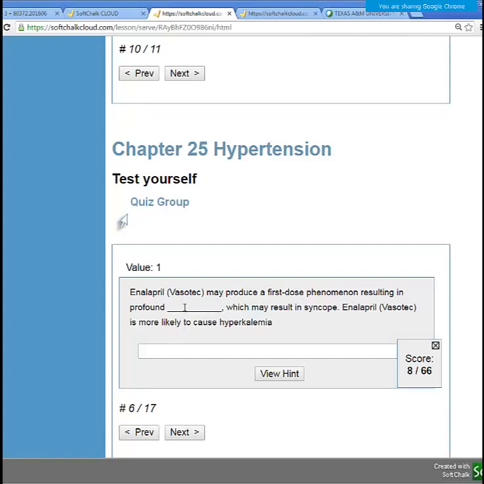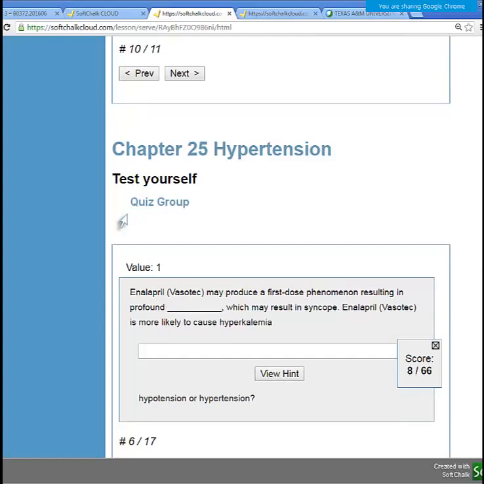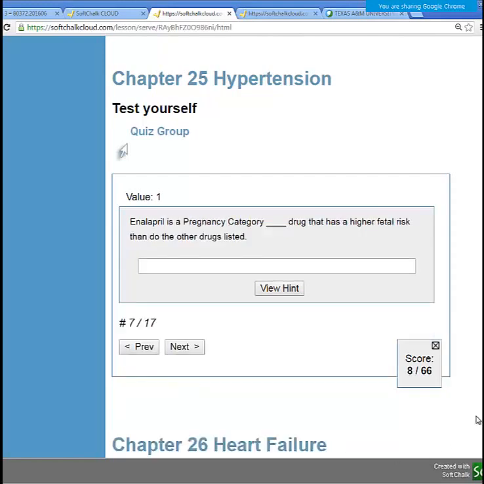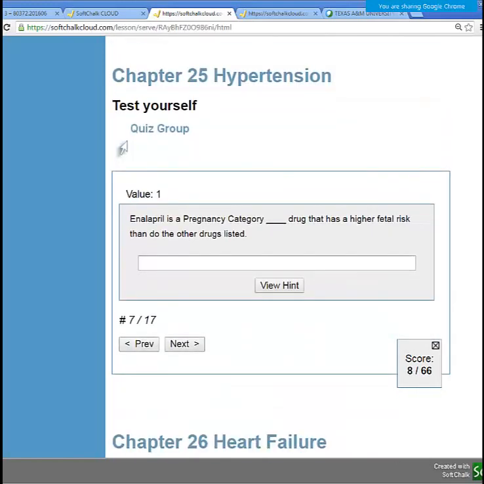Profound hypotension. Yeah, it'll cause hypotension. So if you're giving a blood pressure medicine to treat blood pressure, the highest risk is that it goes too low, or that they get orthostatic hypotension and don't have the ability to regulate their blood pressure when they stand up.